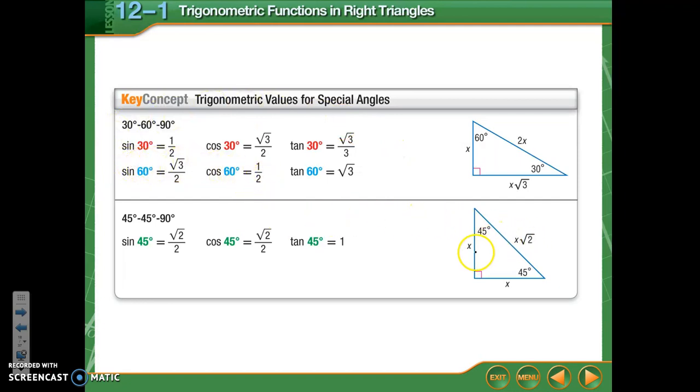A 45, 45, 90 triangle, remember, is an isosceles triangle. So both of the legs, if they have a length of x, the hypotenuse has the length of x square root of 2. And then here are the ratios for the 45-degree angles. We are going to mostly be working with angles that are multiples of 30, 45, and 60 in this chapter, when we're finding those ratios by hand. That's why these are so important. These two triangles should be ingrained in your memory.